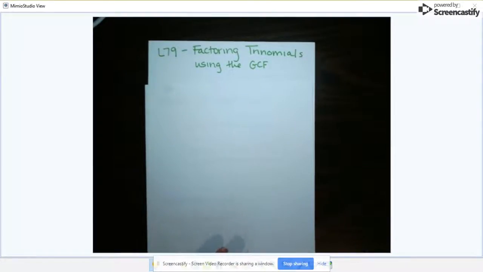Hey guys, we're going to look at some more factoring. This time we're going to factor out a greatest common factor and then factor our trinomial. So we're just going to jump straight into examples.